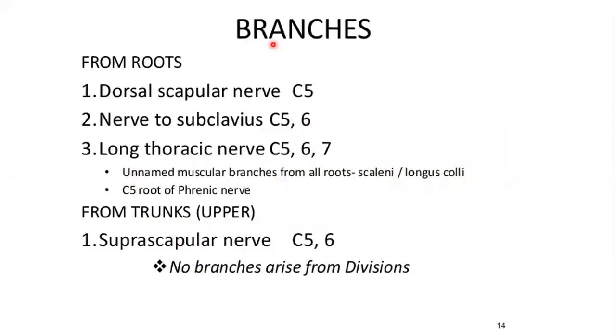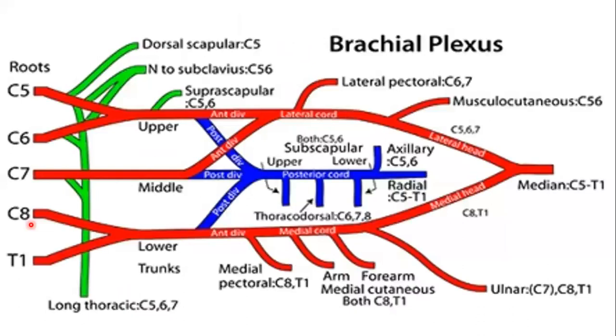As already discussed, from the roots three branches are arising: dorsal scapular nerve, nerve to subclavius, long thoracic nerve. Then from the trunk we have got two branches. One is the suprascapular nerve. Here you can see this is the suprascapular nerve, and the other one is the nerve to subclavius.